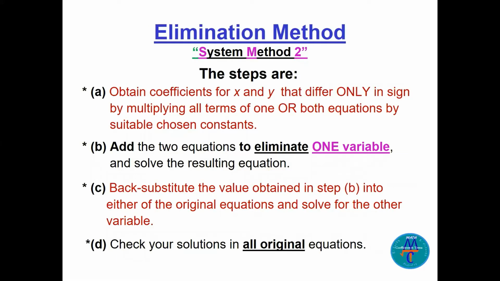Now the second method, we call it elimination. We would like to eliminate or cancel or delete one of the variables, either x or y. I think it's a good idea that you can read here, obtain coefficients. We need coefficients of x and y, the numbers that are multiplied by x and y, that they differ only in sign, like we need 2x and minus 2x, 5x and minus 5x, or 3y and minus 3y, or 10y and minus 10y, so that we can cancel or delete or eliminate one variable. Then we can find the other. You can read this at your leisure time, please.